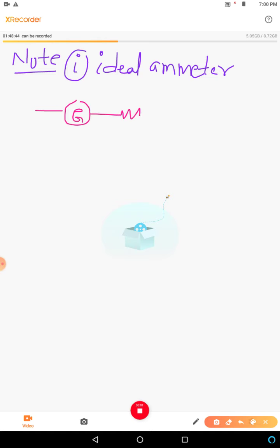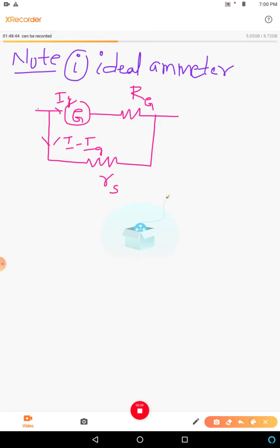This is the resistance of the galvanometer, Rg. So how to convert this galvanometer into an ammeter? By connecting a shunt resistance Rs in parallel. This is Rs. Here IG current goes through the galvanometer, I minus IG through the shunt, and the main current is I. So this is the ammeter.